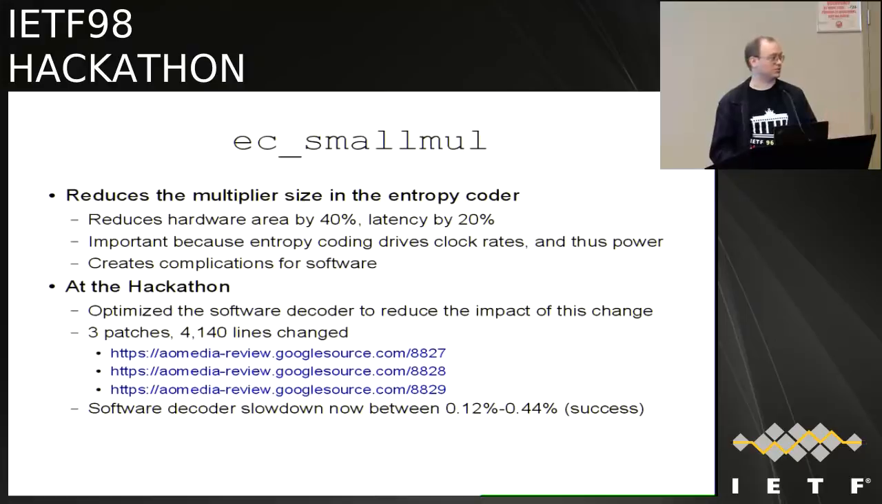Unfortunately, this experiment creates some complications in software, and so we wanted to work to address those complications here at the hackathon. We worked on optimizing the software decoder. That involved 3 different patches with about 4,000 lines of code changed. And the overhead in the software decoder is now between 0.12% and 0.44%. Or in other words, negligible. So success.